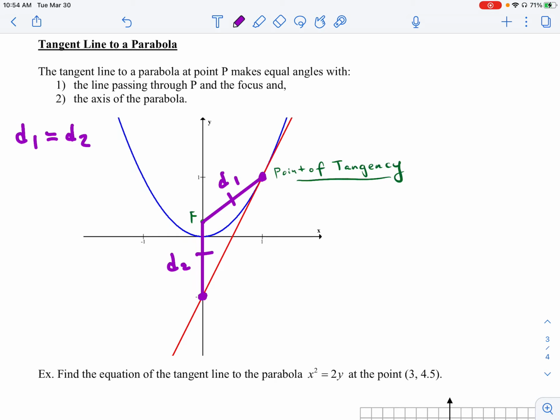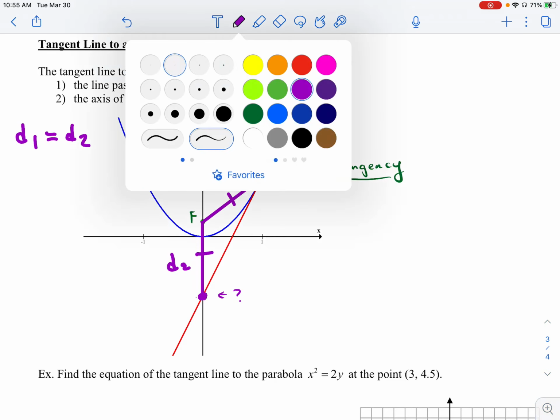The key in this problem is to try to figure out what this point is, because we're likely going to be given our point of tangency, and hopefully we were able to figure out where our focus is. But if we could figure out where this point is, where that tangent line crosses our axis of symmetry, then we have the 2 points necessary to write the slope-intercept form, or just the equation for the tangent line. So let's try this with a problem here.